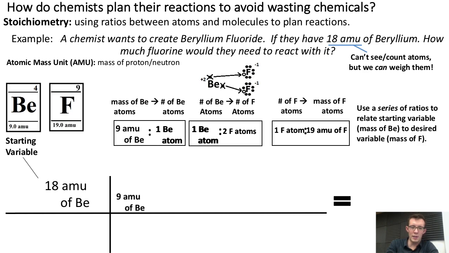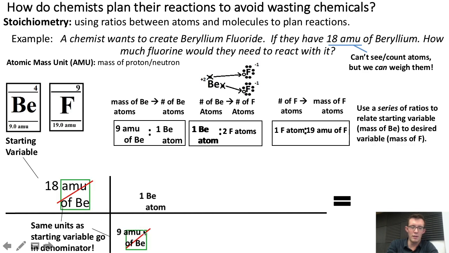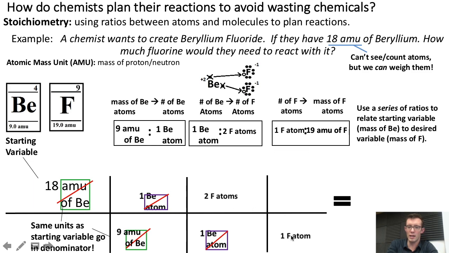As they're doing that, they would be sure to put the same units in the denominator as the starting variable, so as to shift the focus from one unit to the other. And then the process would repeat itself. Initially we would switch from the mass of beryllium to the number of beryllium atoms. But then we would switch from the number of beryllium atoms to the number of fluorine atoms. And last we would switch from the number of fluorine atoms to the mass of fluorine.